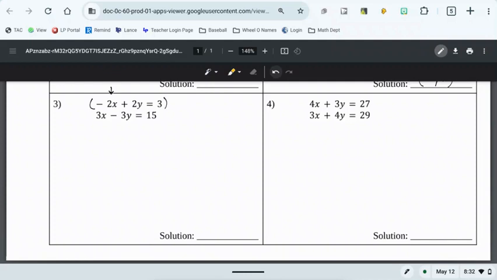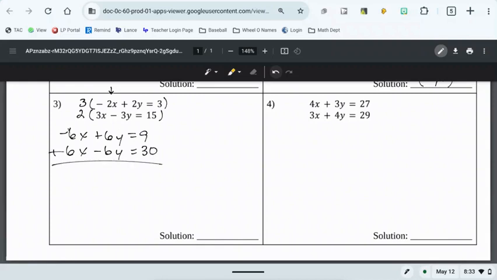And I need to have a least common multiple for negative 2 and 3, which is going to be 6. So we have to multiply the top by 3 and the bottom by 2. Now always double check that one of those is already negative, which in this case it is, the negative 2. So we don't have to make one of our numbers that we're multiplying in negative. They can both be positive. So we get negative 6x plus 6y equals 9. Positive 6x minus 6y equals 30.